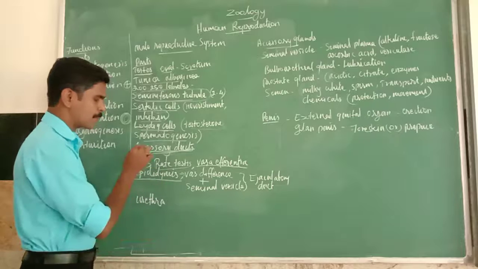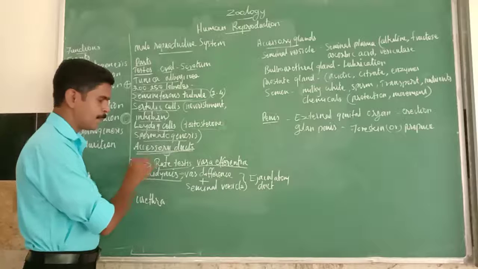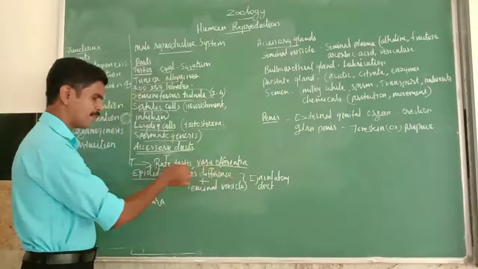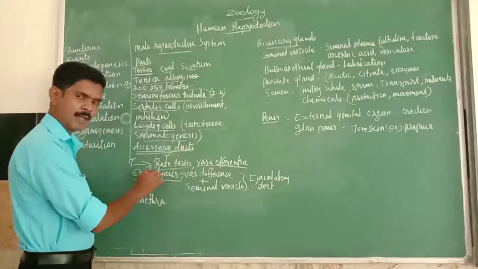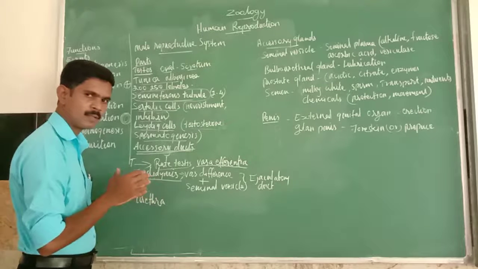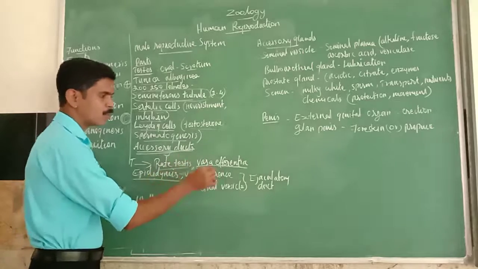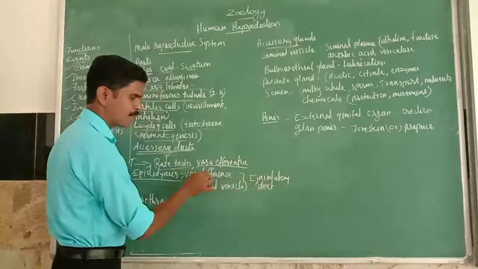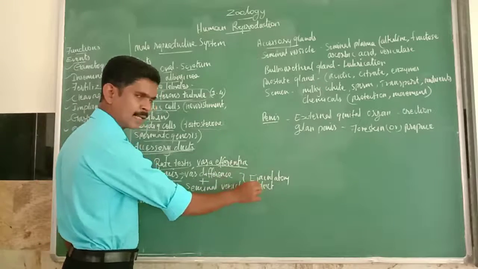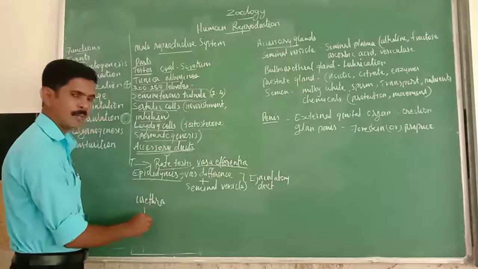So the sperm first enters the rete testis from the seminiferous tubule. Then from the rete testis, it moves to the vasa efferentia. From the vasa efferentia, the sperm moves inside the epididymis. Inside the epididymis, they stay for a short period. Then from the epididymis, the sperm moves to the ejaculatory duct through the vas deferens and seminal vesicle. Then from the ejaculatory duct, the sperm moves to the urethra. From the urethra, the sperm comes outside.